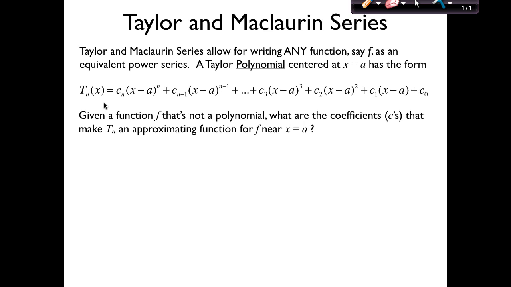So constructing this polynomial to fit f means finding the coefficients. All we need to do is figure out what these coefficients are. If we can figure out what those coefficients are, then we can write this polynomial to try to approximate f, and that will be what we call centered about a. We'll see what that means in a second.